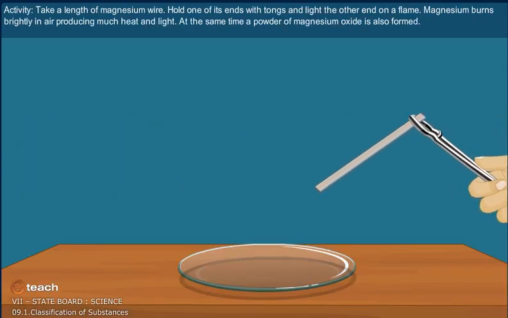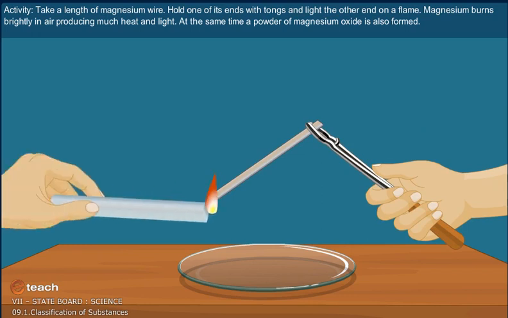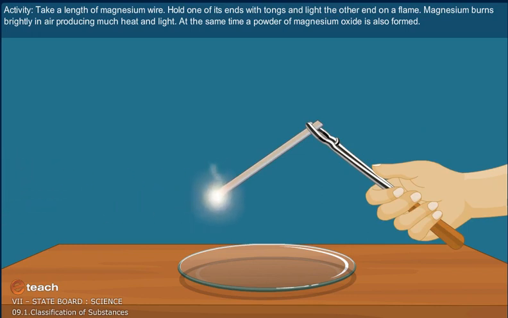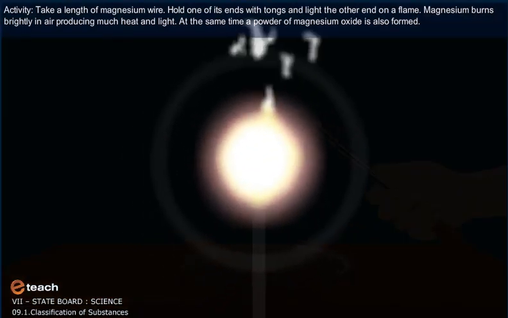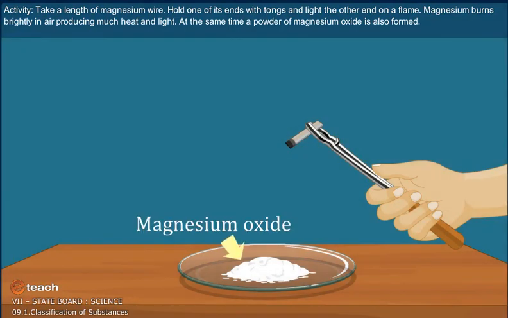Activity. Take a length of magnesium wire. Hold one of its ends with tongs and light the other end on a flame. Magnesium burns brightly in air, producing much heat and light. At the same time, a powder of magnesium oxide is also formed.